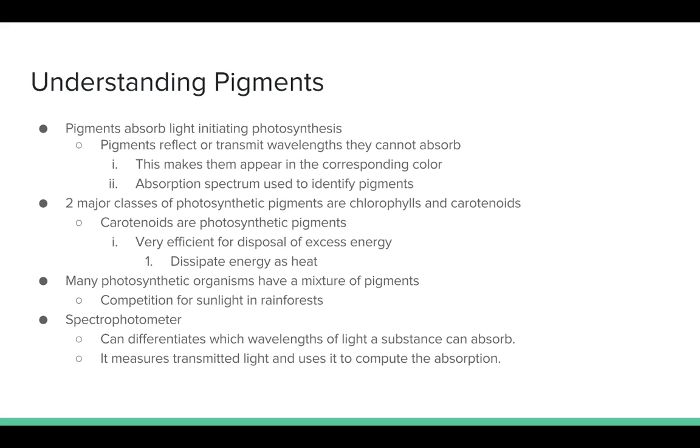Pigments absorb light, initiating photosynthesis. They reflect or transmit wavelengths that they cannot absorb. This makes them appear in the corresponding color. Two major classes of photosynthetic pigments are chlorophylls and carotenoids.